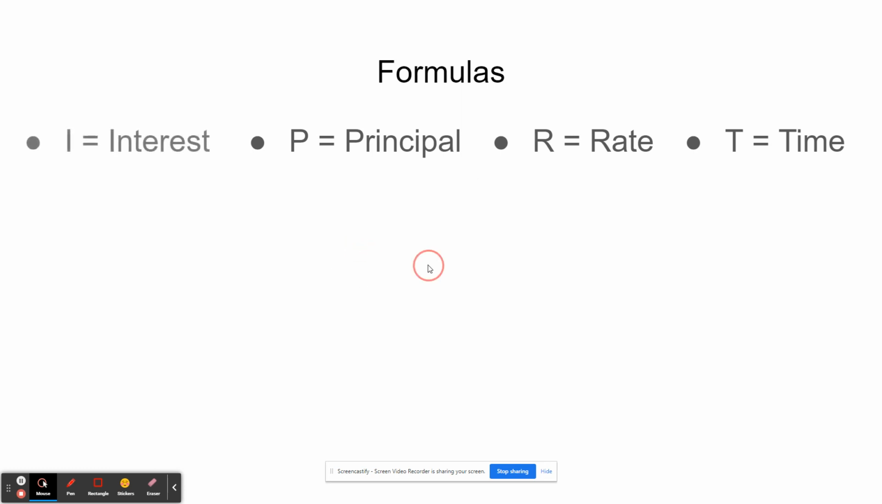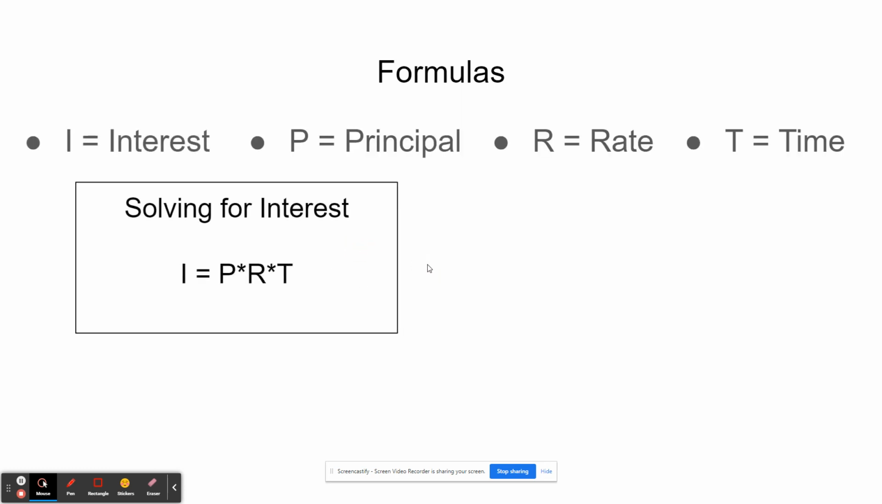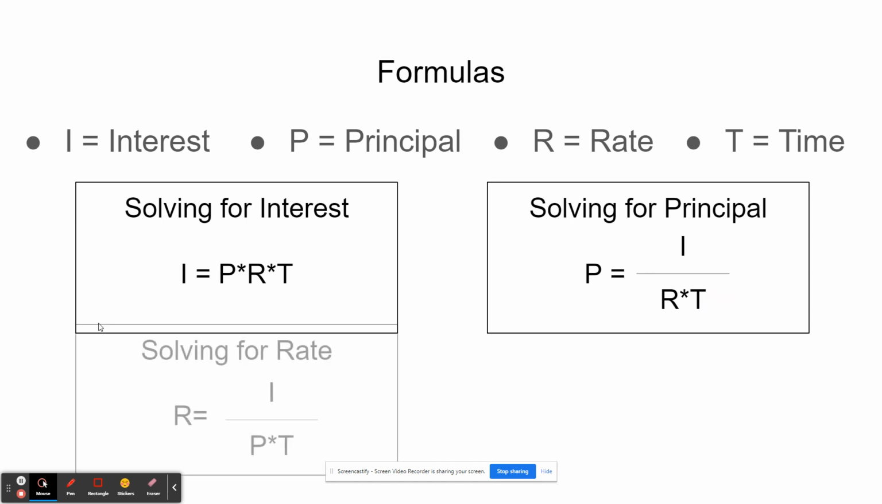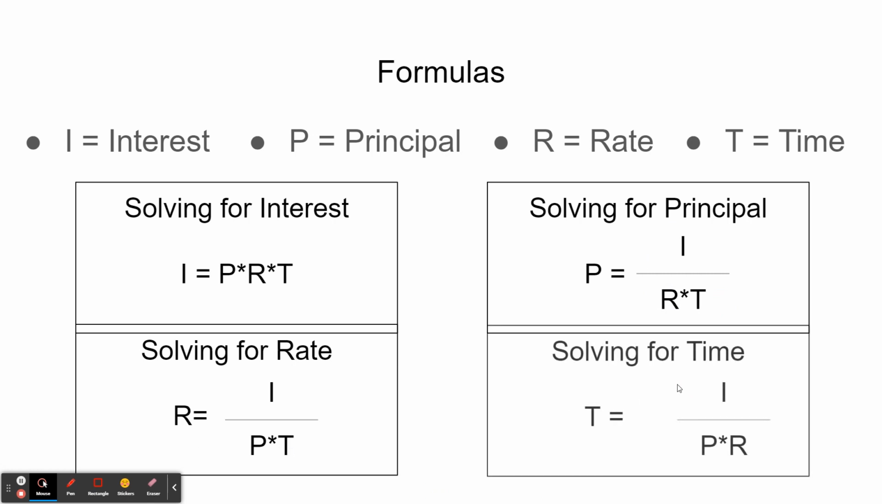So the first formula is when we are solving for interest. If we're missing our I, it is principal times rate times our time. If we're solving for our principal, it is our interest divided by our rate times our time. If we're solving for rate, it's our interest divided by principal times time. And if we're solving for our time, it's our interest divided by principal times rate, okay? Make sure you know these formulas. You have to know them, all right?